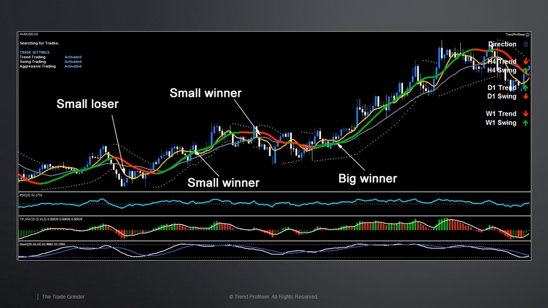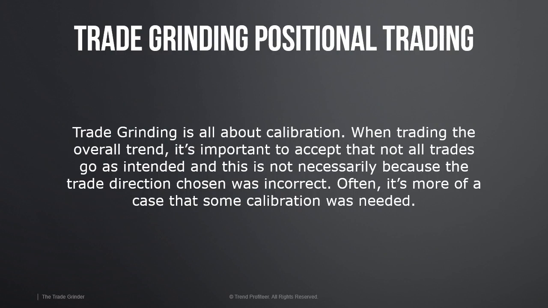So if you're not getting back into the trade, then you may miss out on the setup that's going to take that pair a long distance and generate a lot of pips. So you need to always be fine tuning, calibrating your positions to catch the next big winner. Trade grinding is all about calibration. When trading the overall trend, it's important to accept that not all trades go as intended, and this is not necessarily because the trade direction chosen wasn't correct. Often it's more of a case that some calibration was needed.